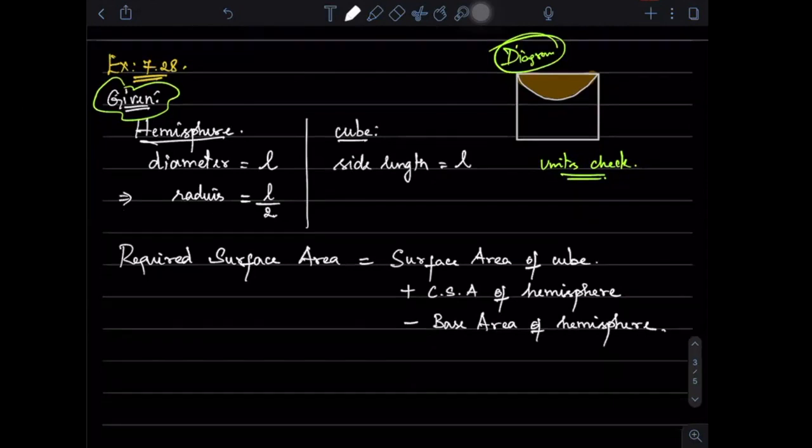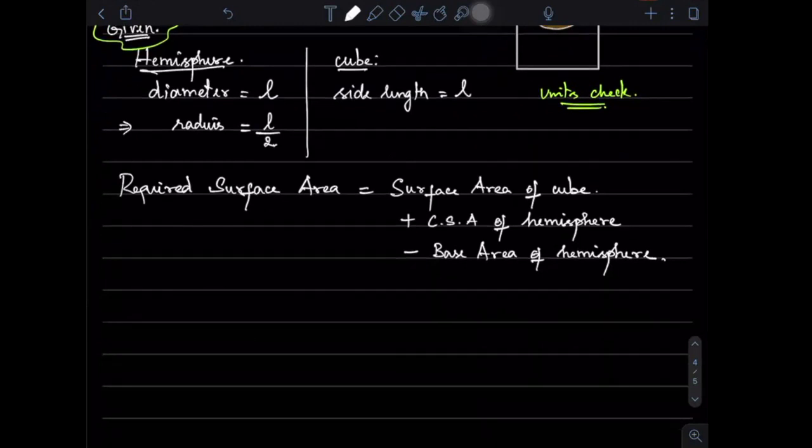Is it okay? So therefore we just have to write it together and substitute. If we substitute in this problem, what do we get? What is the surface area of the cube? 6L square, right? Plus 2 pi r square minus pi r square.